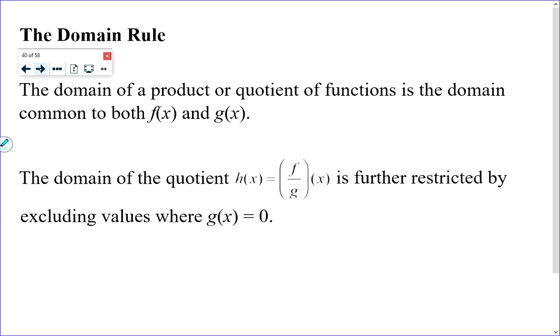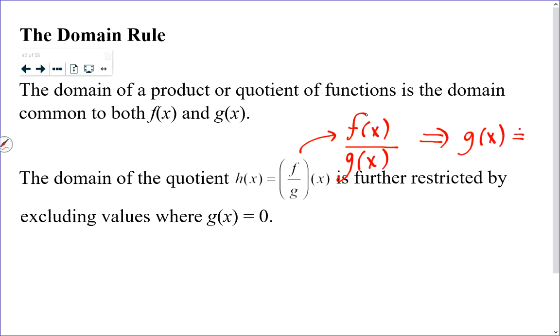The exception is that the rule is further extended by saying if you're dealing with a quotient of two functions, you have to remove the values of x that make g of x equal to 0. If h of x is f of x over g of x, which it is in your note package right here, what that means is that g of x cannot be 0. Because if g of x has a value of 0, you're going to be dividing by 0, and division by 0 is not allowed.